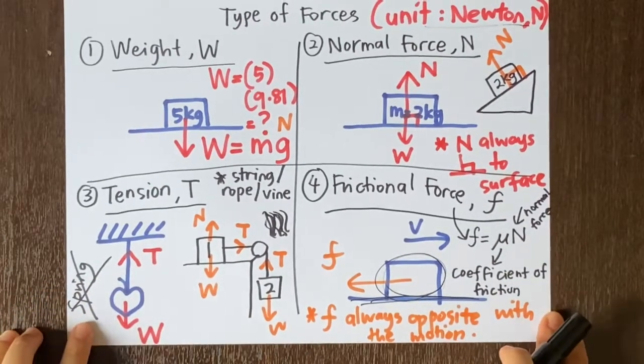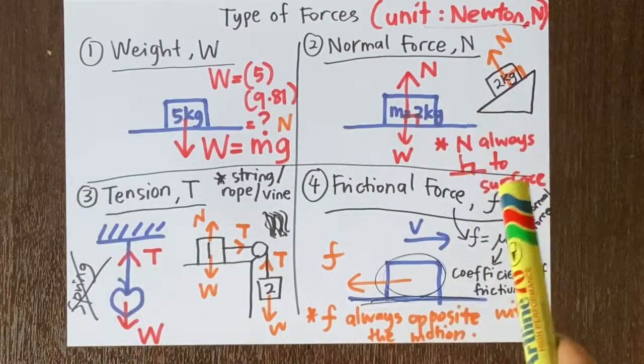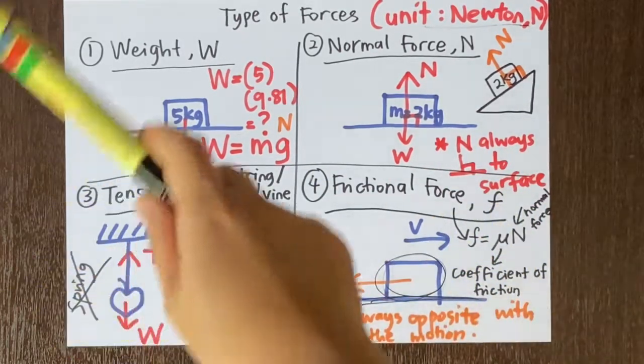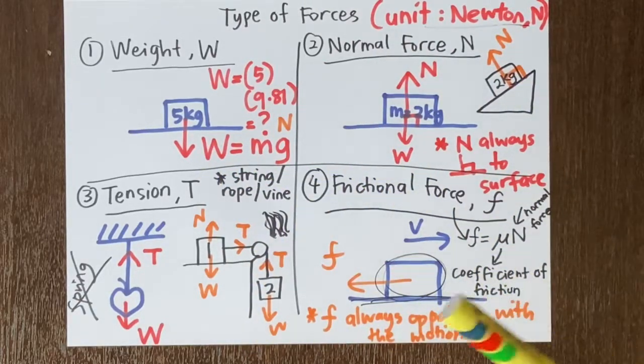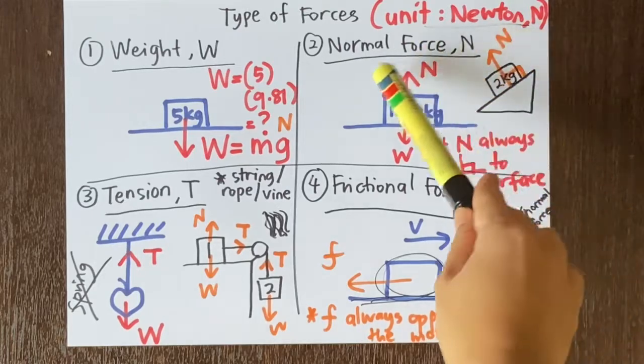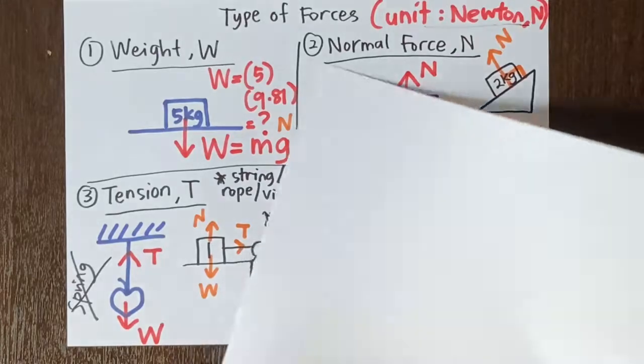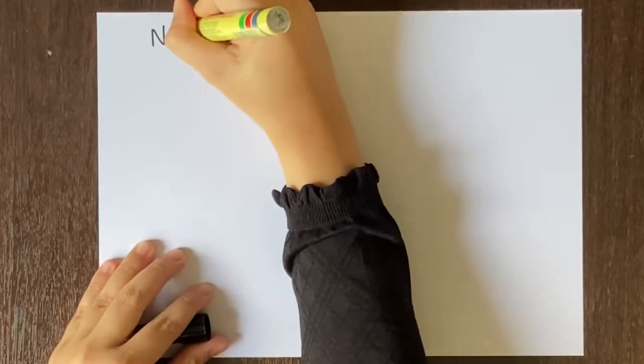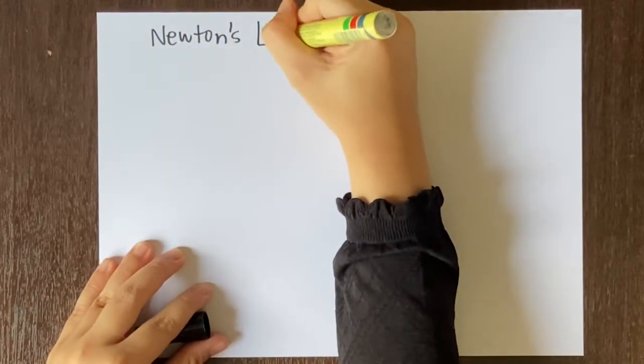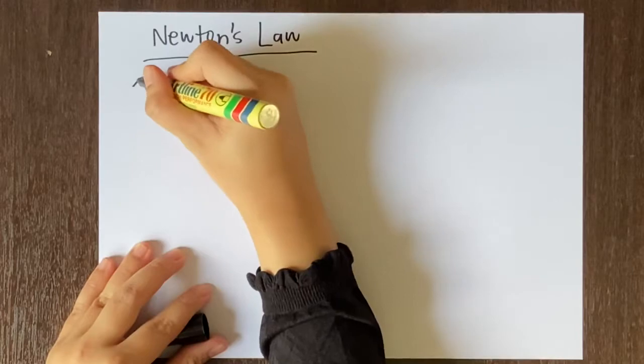Clear? Only 4 types of forces, which are weight, normal force, tension, and frictional force, and all the unit is Newton, or the symbol is N, Newton. Don't confuse it with the normal force, okay? Normal force is the force, Newton is the unit. Okay, clear? Okay, now we move to Newton's law. Newton's law is divided into 3 laws.